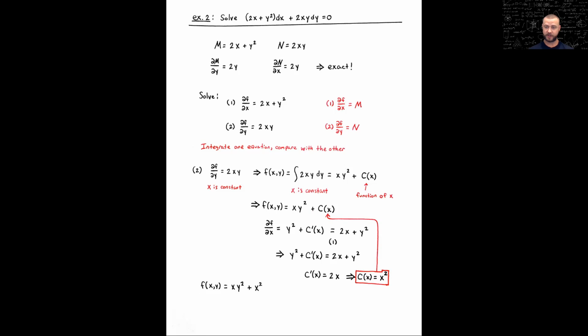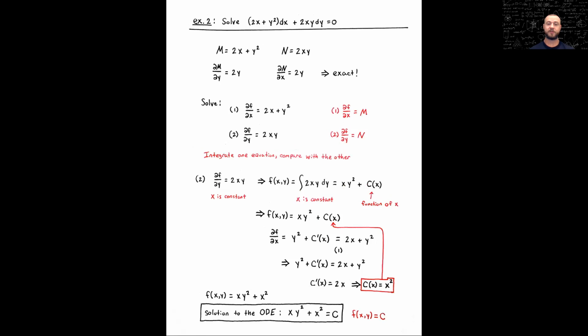So what we have right now in the lower left is f of x comma y equals xy squared plus x squared. That by itself is not the solution to the ODE. Notice at the top of the screen, the statement of the problem, in differential form, the right-hand side is 0. What differentiates to 0? A constant. So the solution to our ODE is the function of x and y, xy squared plus x squared, equals a true numerical constant, c. And that completes example 2.